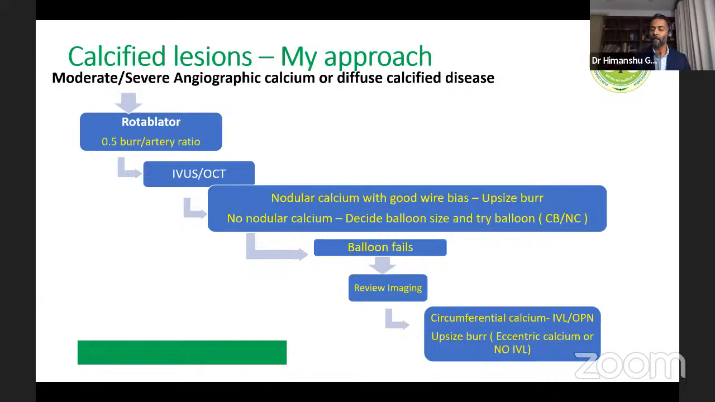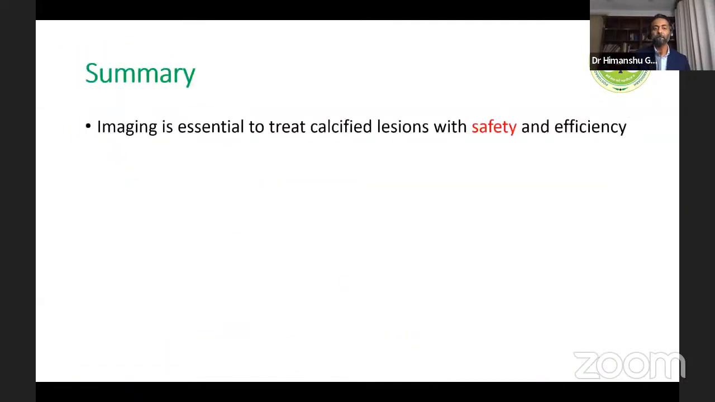If you don't have an IVL or if there is no circumferential calcium, then you must thin out the calcium as much as possible. So upsize the burr again and then try balloon again to crack the calcium. But remember, do not stent before you crack. So crack before you stent is very important.